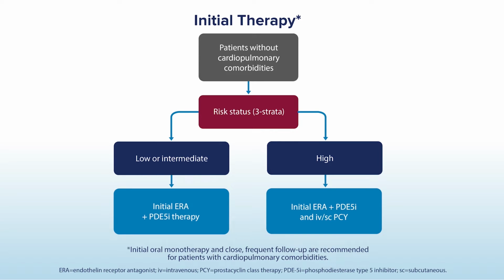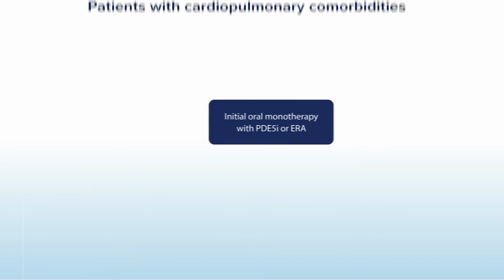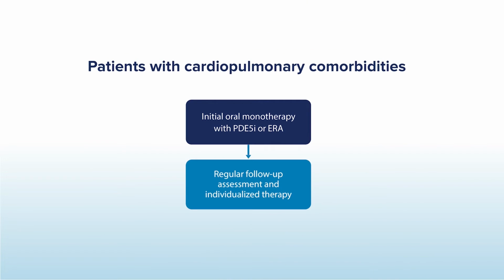It's a conversation that you have to have with your patient, as there may be reasons why some patients are better candidates for one or the other. And then lastly, patients who have certain cardiopulmonary comorbidities like hypertension, obesity, these patients may also be considered for monotherapy up front. But these are patients that you need to monitor closely.